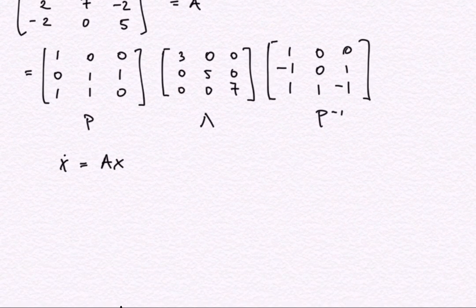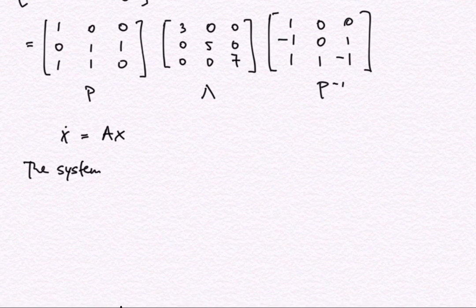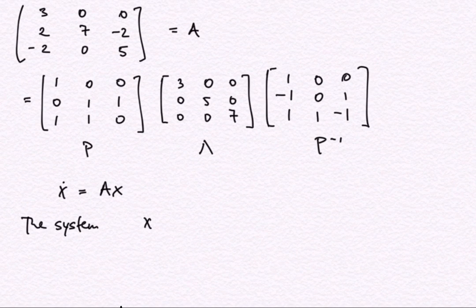Yeah, but let's first write the system in longhand, because it may not be a familiar thing yet. So what does the system actually look like? Let's have a look at matrix A here. This says that the first entry in x, derivative with respect to time, is given by 3 times x1, plus 0 times x2, plus 0 times x3.